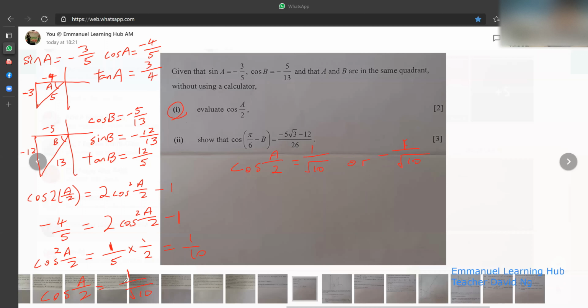So cosine half A, right? You end up with this. I think getting this is no problem. Just square root this guy. But this part, this guy is not applicable. Okay?